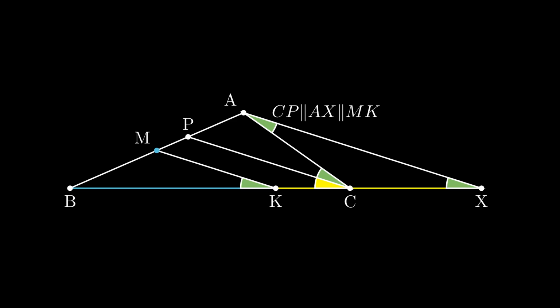The yellow angle plus the green angle next to it is equal to the sum of two green angles because it is the exterior angle for angles A and C in the triangle AXC. So the yellow angle is actually a green one and CP is the bisector of angle C. So the main finding is that the splitting line MK is parallel to the bisector of the angle C.